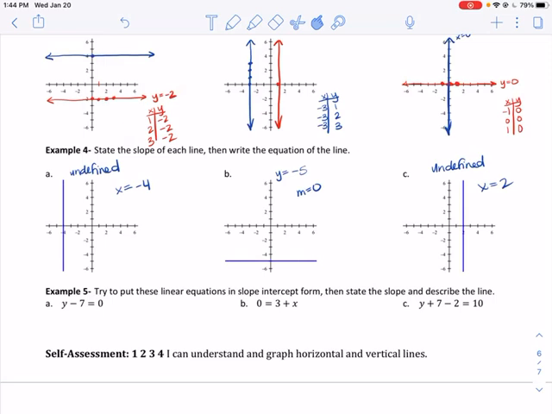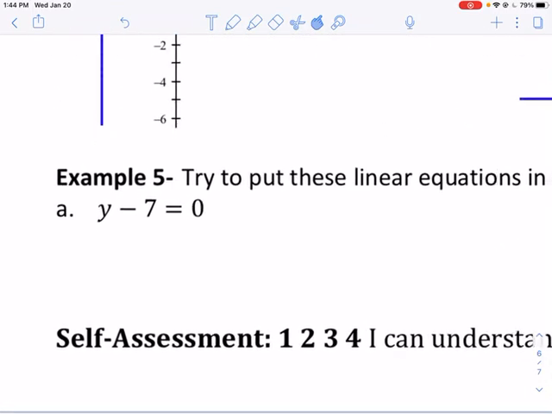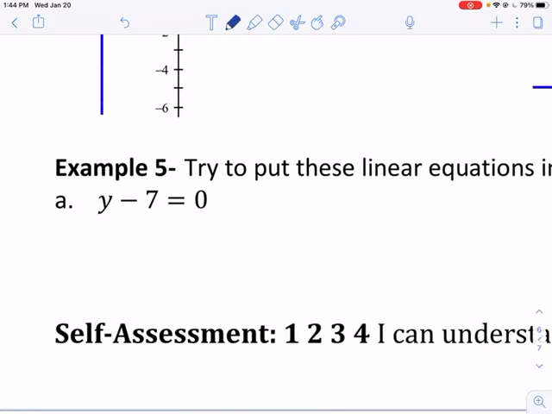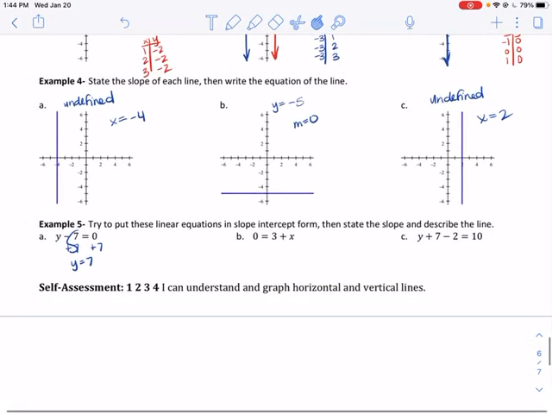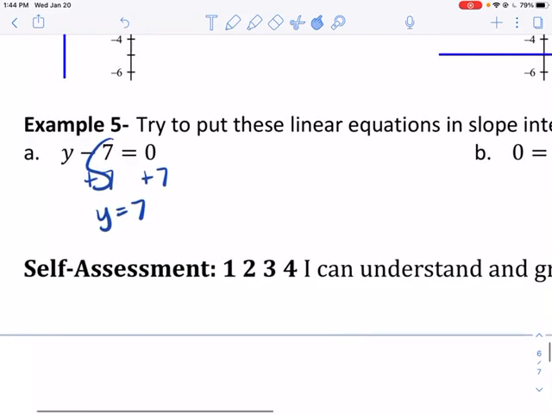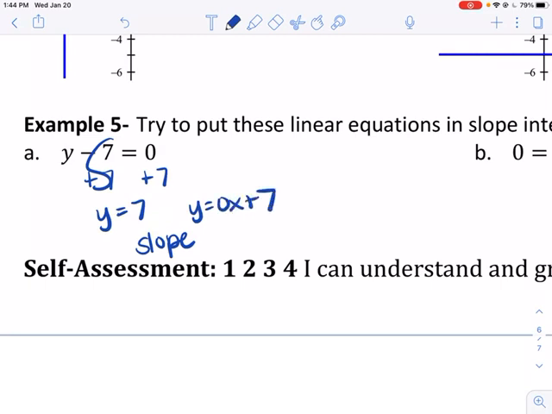All right, you will have some where you might have to solve for y or x. They're actually pretty easy. Just make sure that you do the same thing on both sides and you isolate the variable. So on this one, we're going to add 7 to both sides, and we get y equals 7. What do the directions tell me to do on this one? It says, then state the slope and describe the line. So our slope, remember, because this can be written as y equals 0x plus 7, our slope is 0, and this line will be a horizontal line.